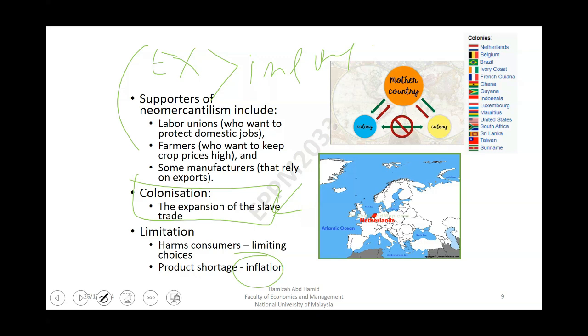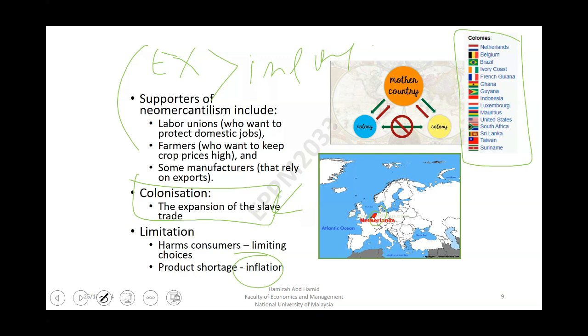Okay, let's go back to colonization here. Mercantilism and colonization, they support each other. How? One of the most important countries that has colonized a large part of the world is the Netherlands. If you look at the world map, the Netherlands is such a small country, as you can see here. But they have multiple colonies, through the process of colonization, of course.